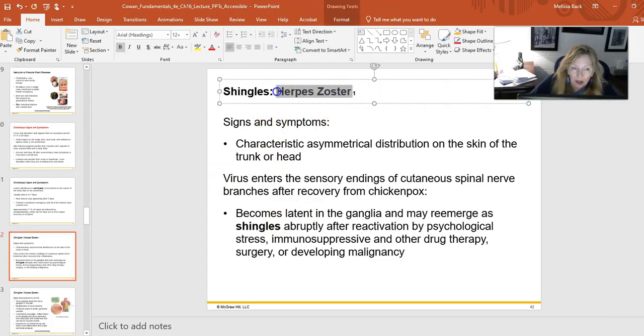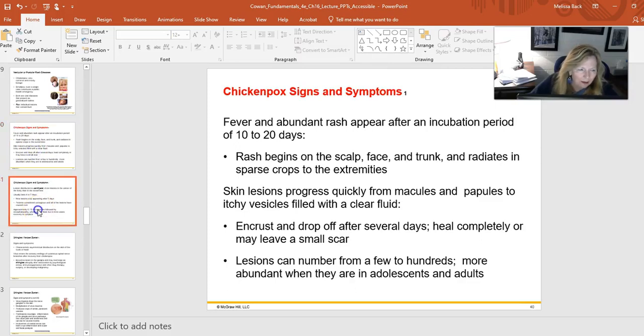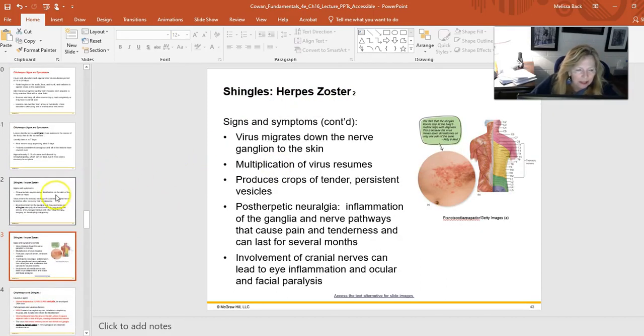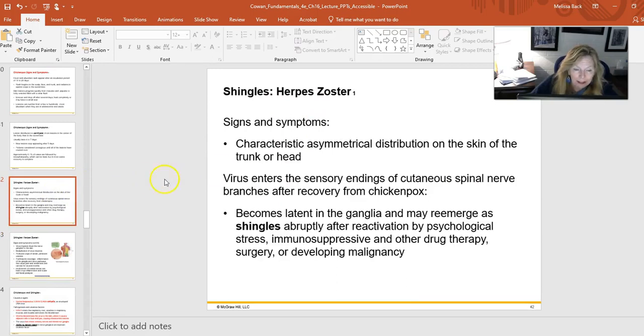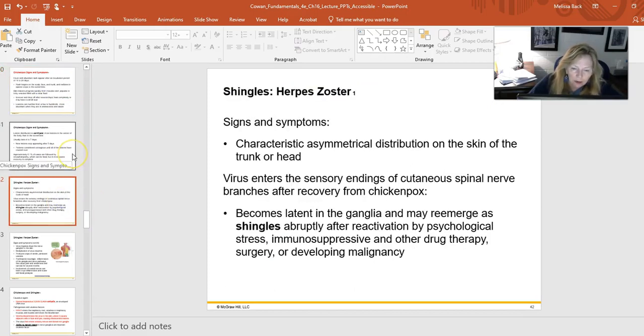Herpes zoster. So in the herpes family of viruses, again, it's the human herpes virus 3, called varicella zoster. Varicella zoster is the name of that virus. If someone has had chickenpox, that virus will tend to move along a nerve ganglion, a sensory nerve ganglion, and lie dormant there in the body for the rest of life.